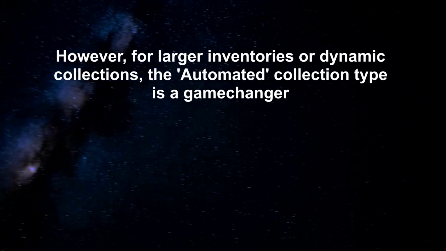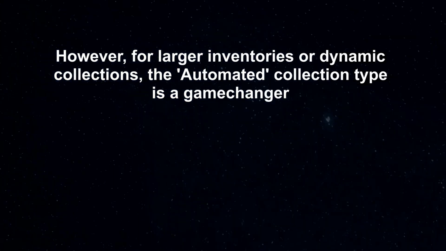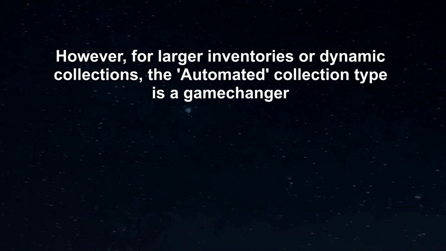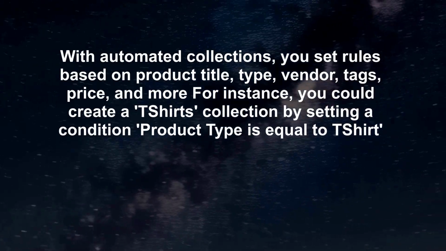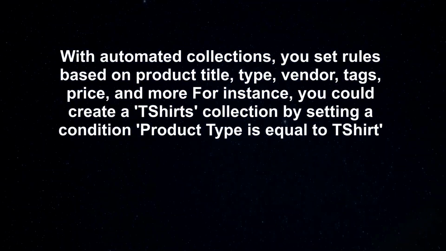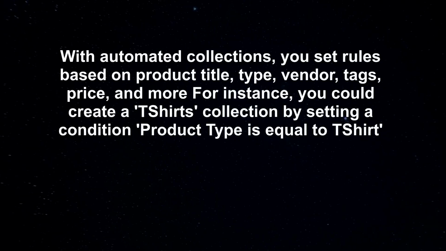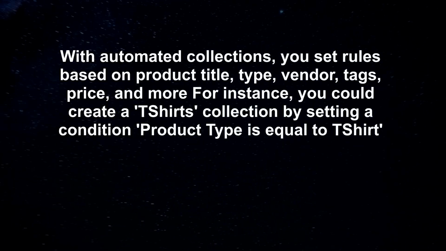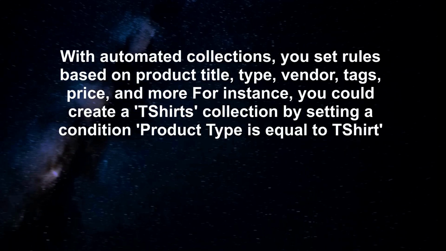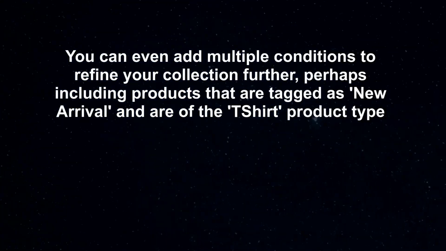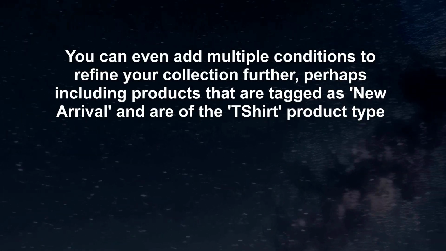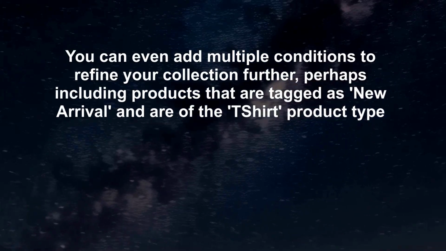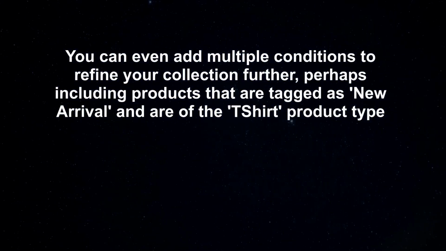However, for larger inventories or dynamic collections, the automated collection type is a game changer. With automated collections, you set rules based on product title, type, vendor, tags, price, and more. For instance, you could create a shirts collection by setting a condition: product type is equal to shirt. You can even add multiple conditions to refine your collection further, perhaps including products that are tagged as new arrival and are of the shirt product type.